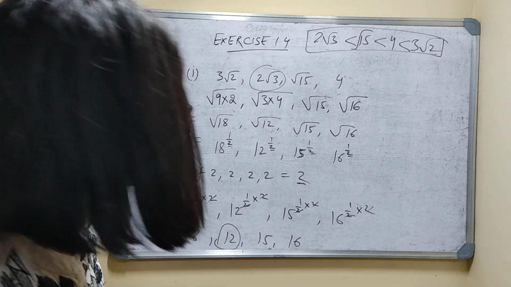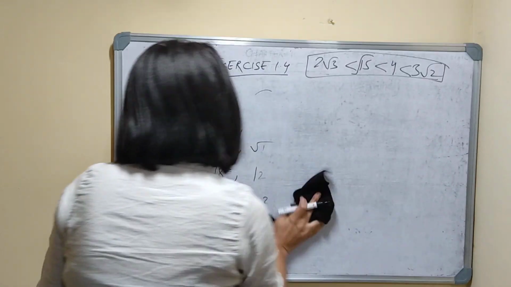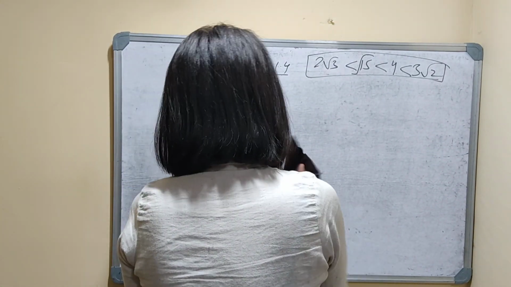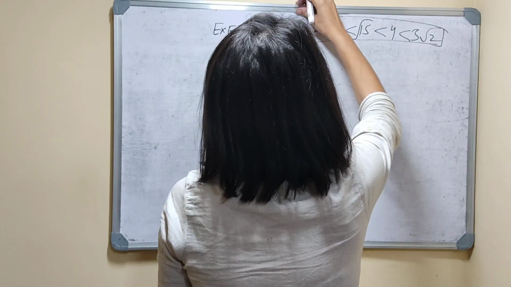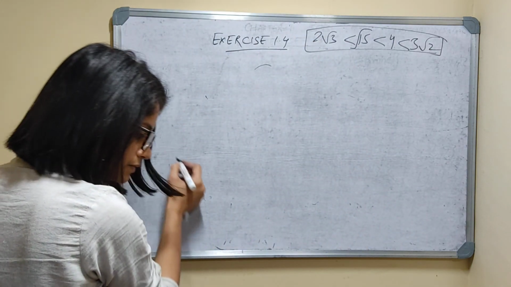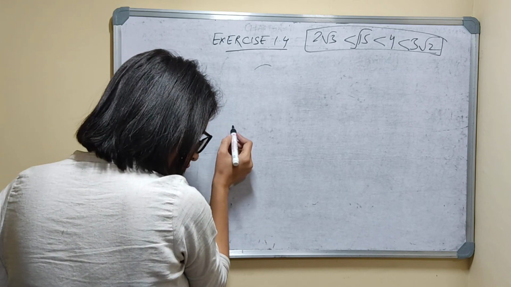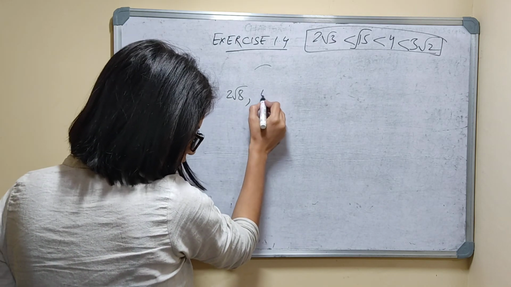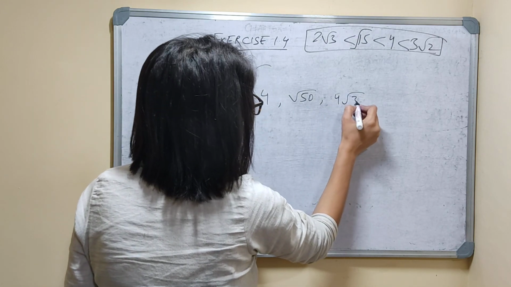Now part second. Part second you can see: 3 root 2, 2 root 8, 4 root 50 and 4 root 3.